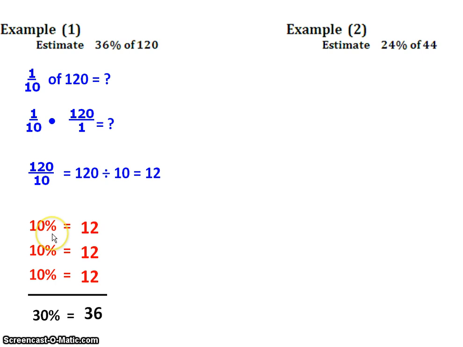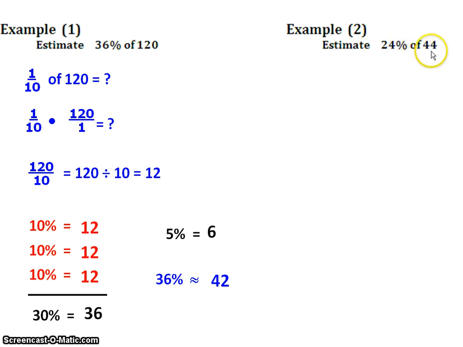If I know what 10% is, I can cut that in half, and I'll come up with 5%. If 10% equals 12, half of 10% is 5%, half of 12 is 6. So right now, I know what 30% is. I'm going to add 5%, which is 6. So 30% of 120 is approximately 42.